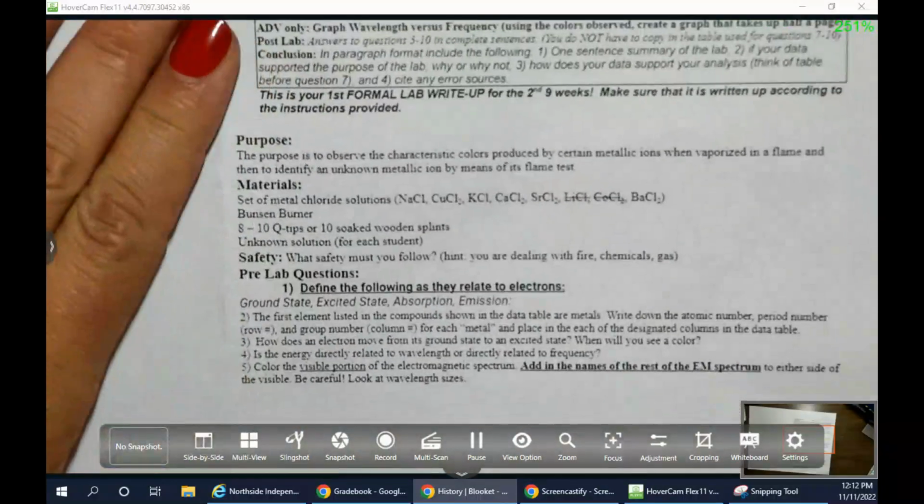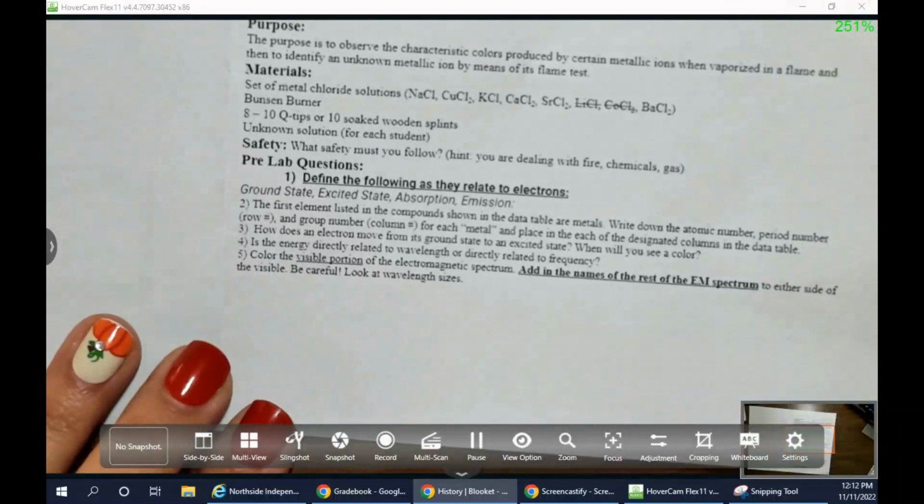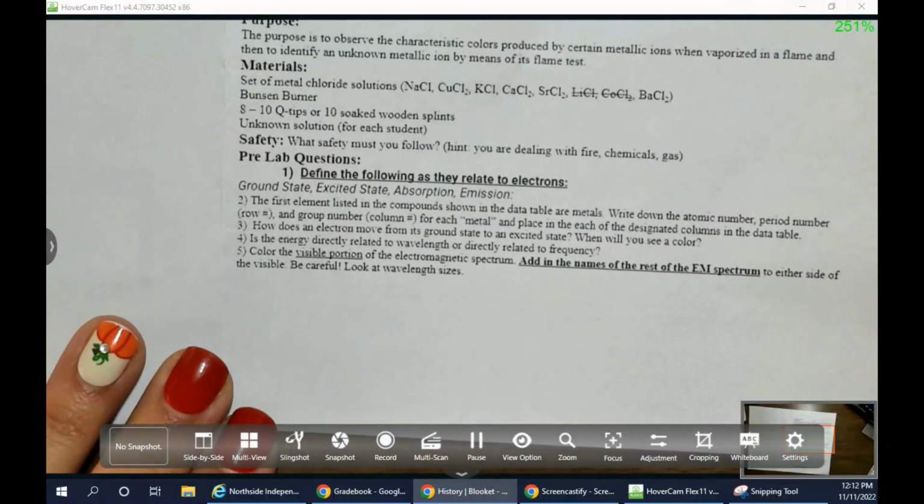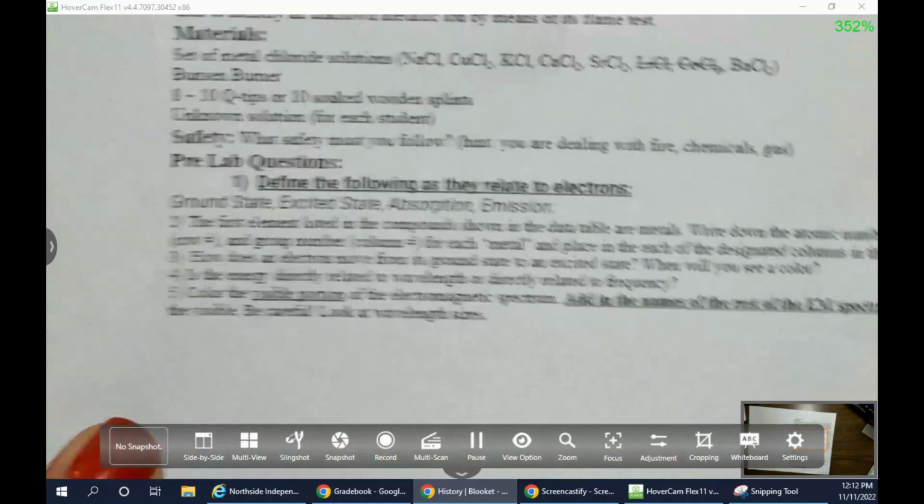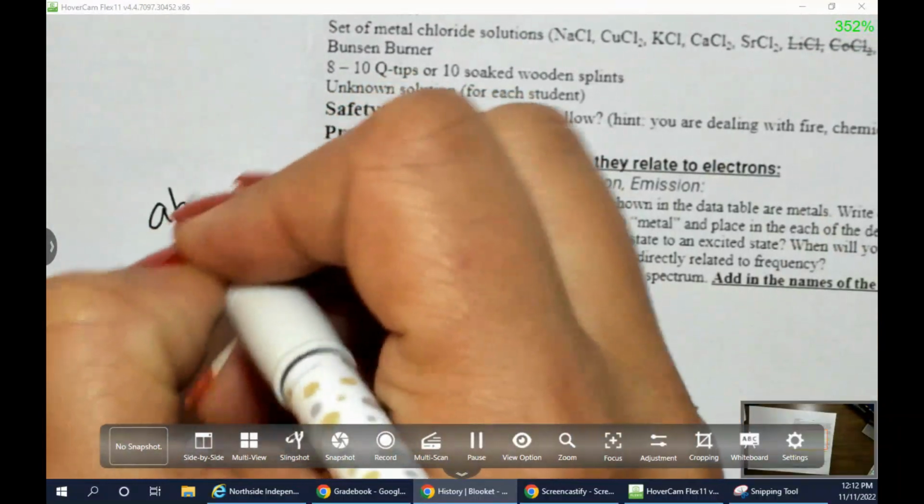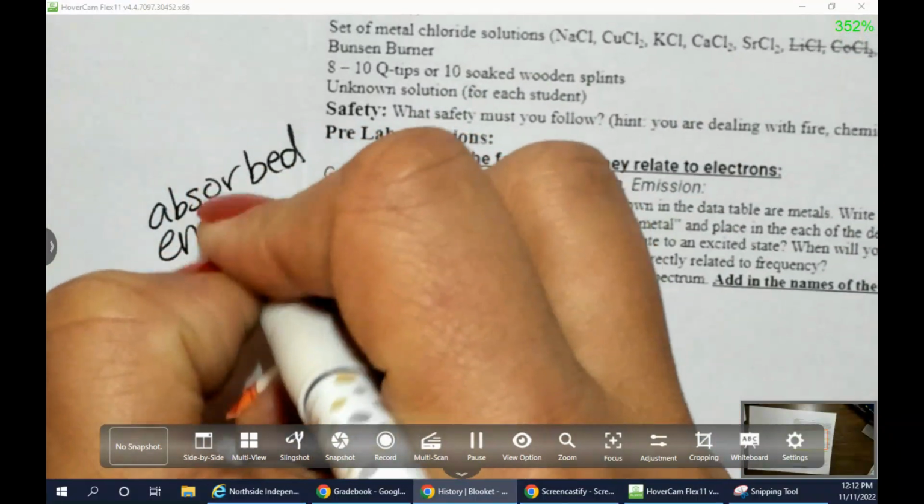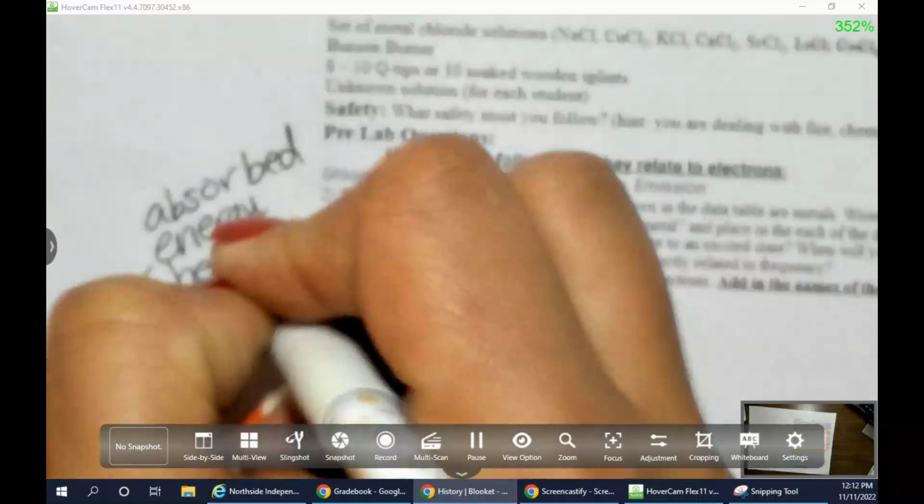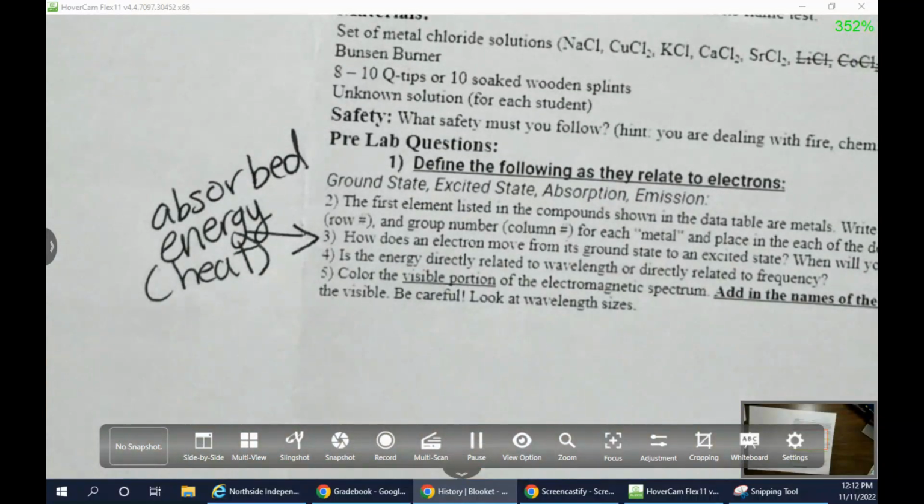Number 3. All right, so this is where I'm going to help. So number 3, it said, how does an electron move from ground state to excited state? So what did we just go over? How did the electron go from ground state up to excited state? It absorbed energy, exactly. So we have absorbs energy. And we specified that it was the heat, right? It was an infrared energy wave. Okay? So it absorbed energy to go from ground up to excited.